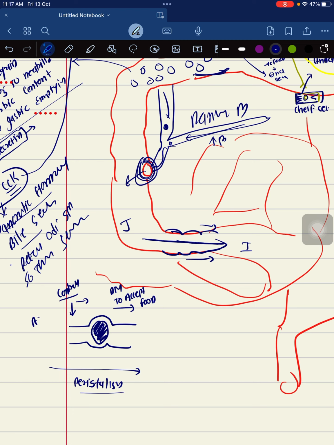Contraction is mediated by acetylcholine and substance P, and the dilatation is done by nitric oxide and VIP. Nitric oxide is required for the relaxation of the lower esophageal sphincter. If not, it causes achalasia cardia.